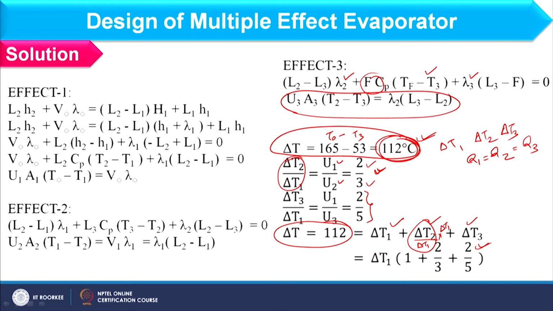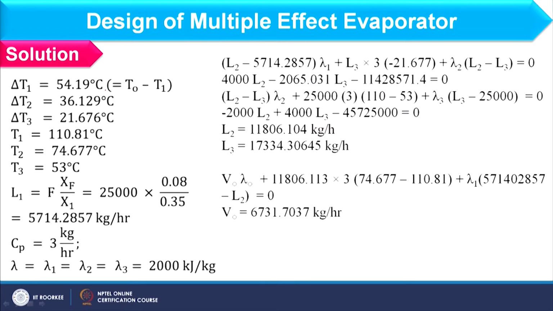So, solving this equation we can find out the delta T1 value, and delta T1 you can obtain as 54.19 degrees Celsius, and that should be equal to T naught minus T1. Okay. Similarly, delta T2 and delta T3 we can find out, because I know delta T1 and I know the U ratios, right, U1 by U2 or U1 by U3. So, in this way I can find the temperature of each effect.